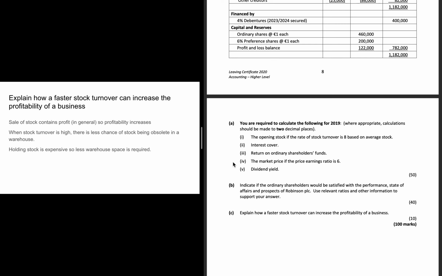Well, every time you sell your stock, you make profit. So if you buy your stock in for a tenner and you sell it for 15, every time you do that, you make a £5 profit. So sale of stock contains profit. That's the reality of it. Otherwise, the profit is tied up in the stock.